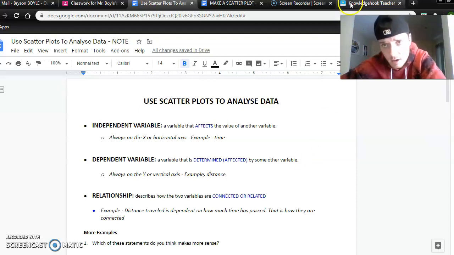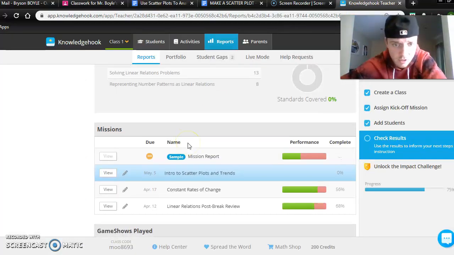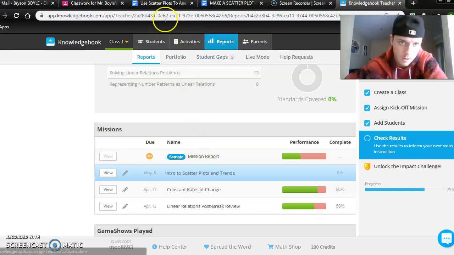When you're done that, go to Knowledge Hook. There's a mission, 12 questions assigned to you. Go through them. It's just practice, going over what this note went over, but giving you an opportunity to actually do some questions and see if you understand it. It shouldn't take you very long, no more than 10-15 minutes. There's only 12 questions. So go through the note and do the Knowledge Hook missions.